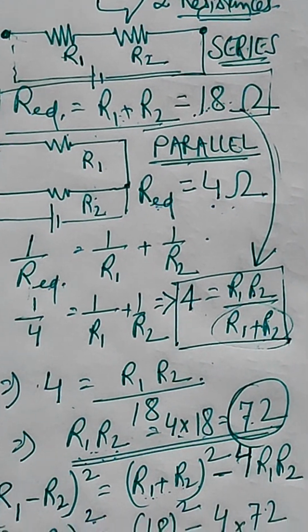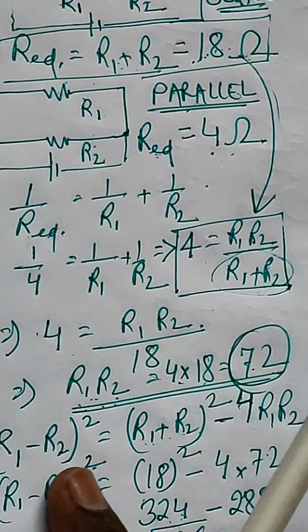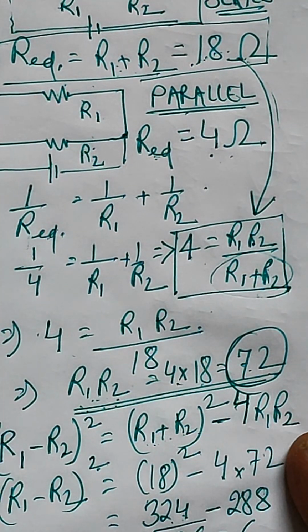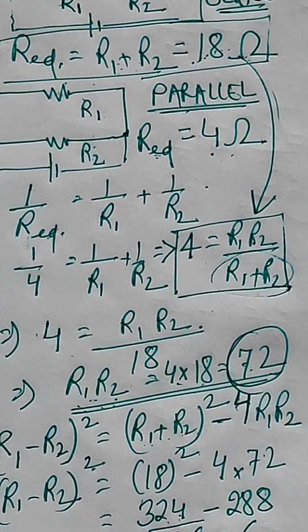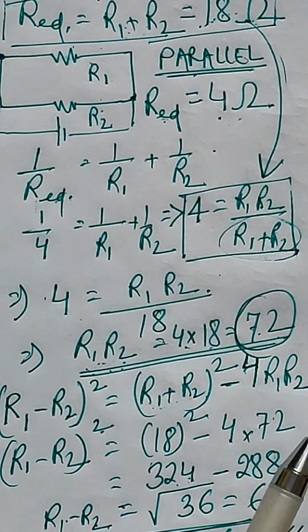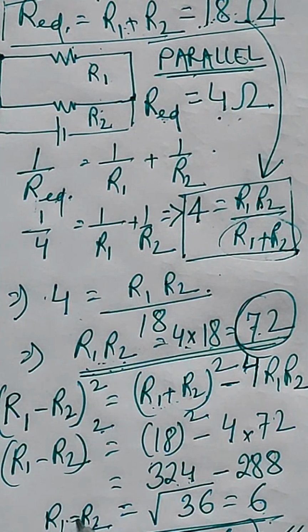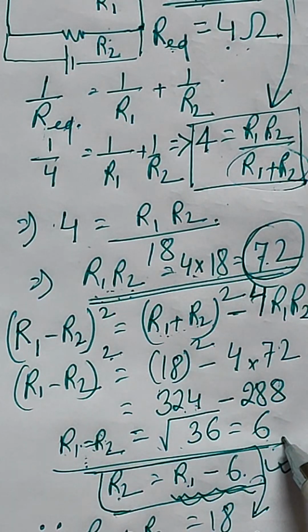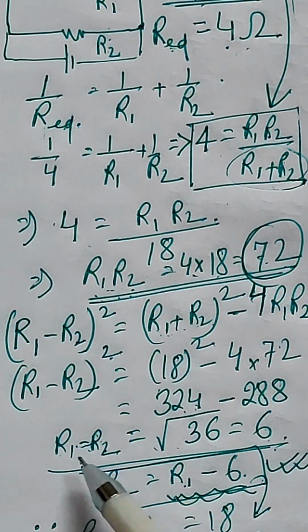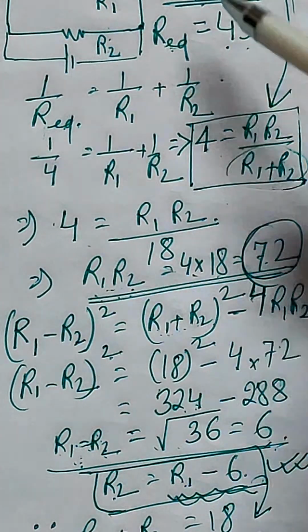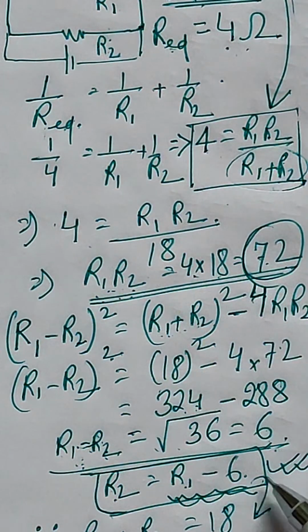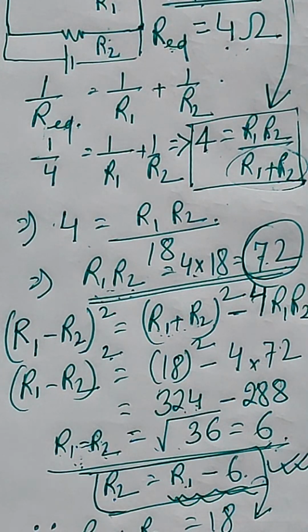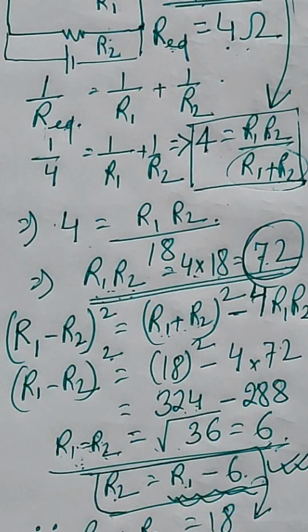Now we use the formula (R1 minus R2) whole square equal to (R1 plus R2) whole square minus 4 R1 R2. Why did we do it? Just to calculate the value of R1 and R2 and have this relation, that is R1 minus R2 is equal to 6. So we have two equations with us: R1 minus R2 equal to 6, and the first equation R1 plus R2 equal to 18. Using both the equations, we calculated the value of R1 by substitution method.